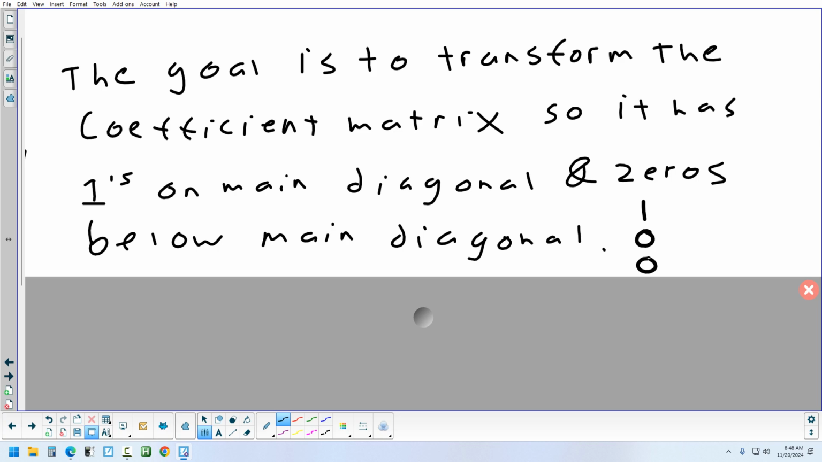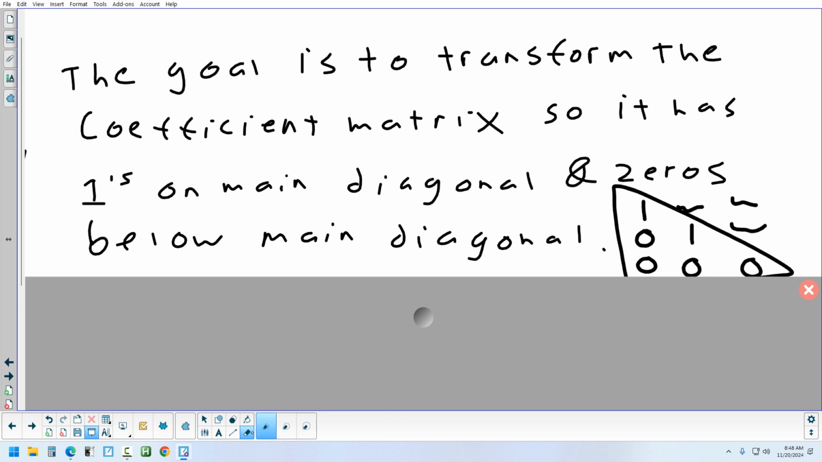And what's here doesn't matter, and what's here and what's here doesn't matter. But that's the goal right there, to somehow try and get ones on what we call the main diagonal. That main diagonal goes from the upper left to the lower right. And everywhere below that, we want zeros.